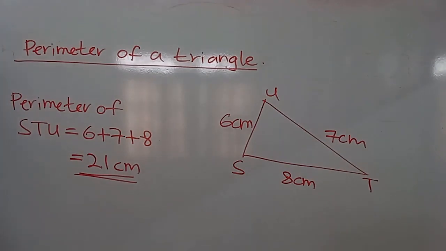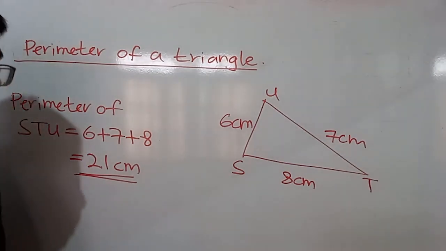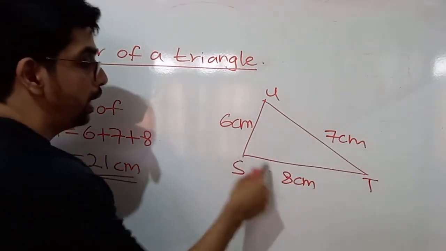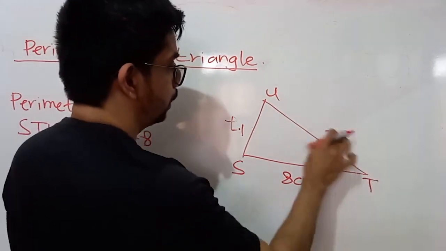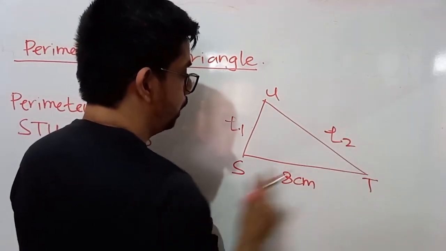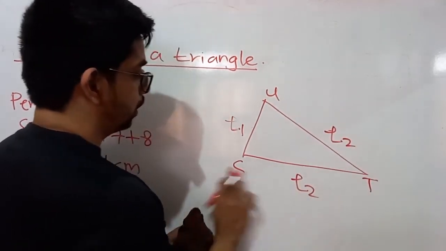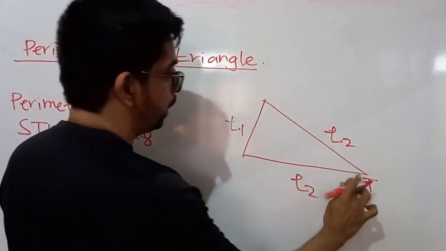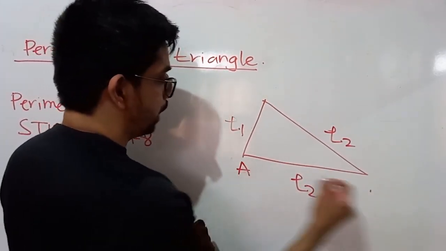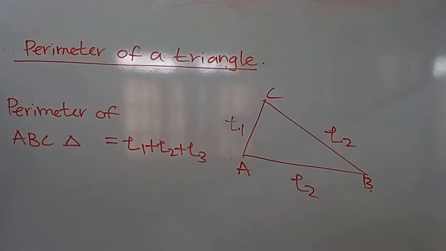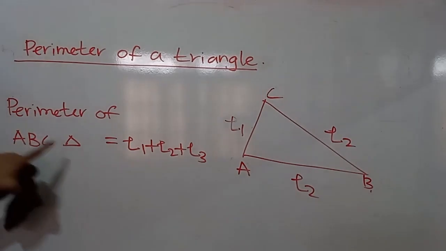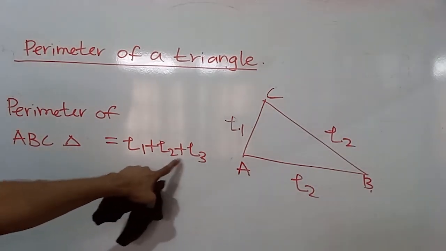So what do we have to do? We just have to add the 3 lengths. Generally, if this is L1, the length is L1 centimeters, this is L2 and L3, right? And I will rename the triangle as ABC. Under this, write down perimeter of a triangle, perimeter of ABC, that is equal to L1 plus L2 plus L3.